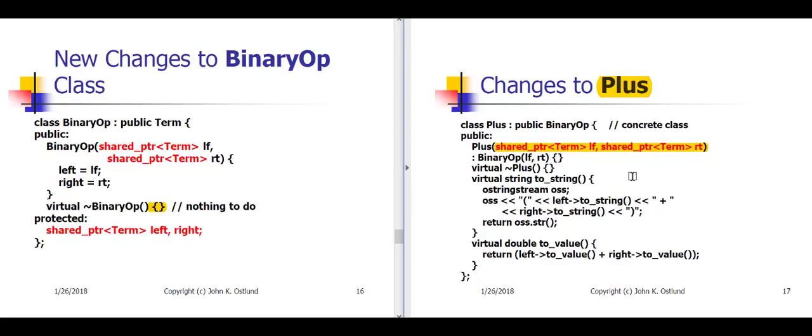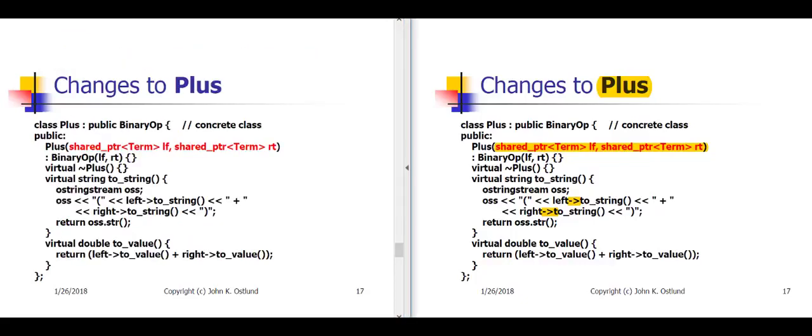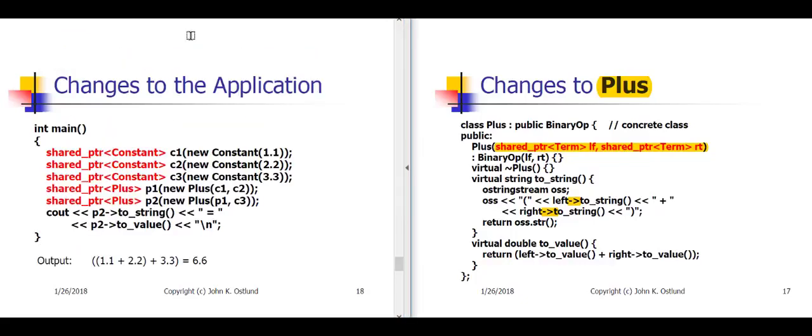A shared pointer can be used just like an ordinary pointer, so even though left is now a shared pointer to term rather than a term star, we can still say left arrow toString and likewise right arrow toString. We can use the same notation with the same expected functionality for shared pointers that we do with ordinary pointers. On slide 18 is our revised application using shared pointers.